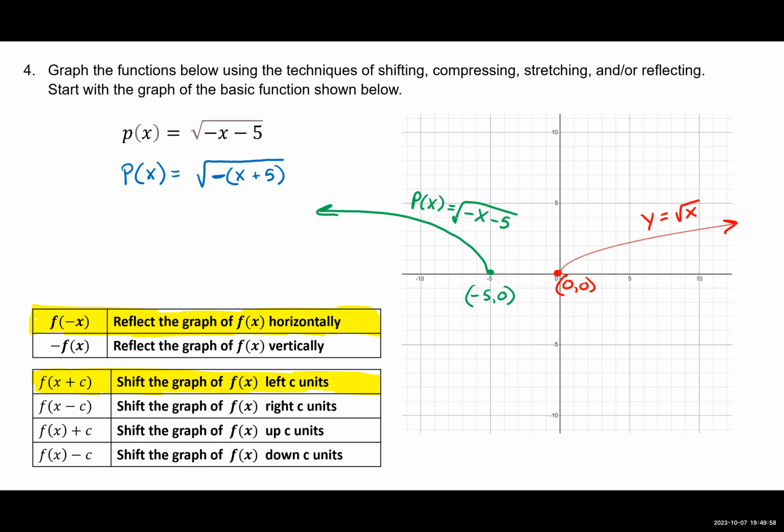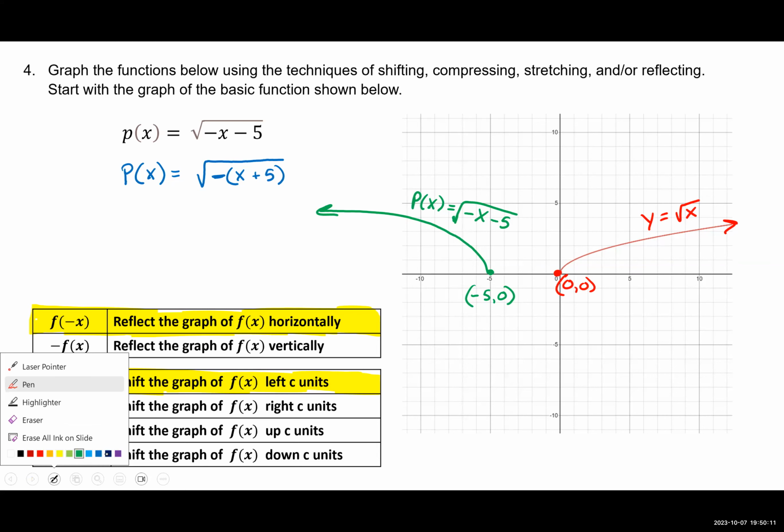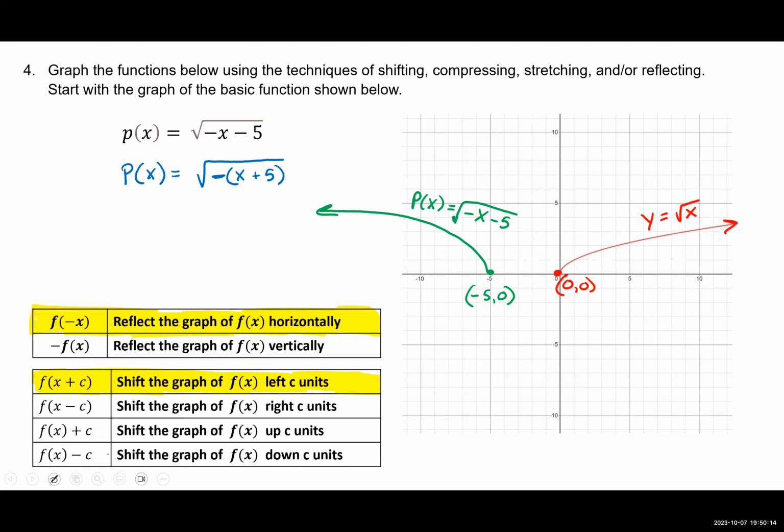Another thing you could do with this one, to alleviate any of the confusion, because this is a confusing one and not as straightforward as the previous few, is find the domain of this function. We're done, so we don't have to, but for the domain, we would do -x minus 5 is greater than or equal to 0. Whatever's under the square root can't be negative.